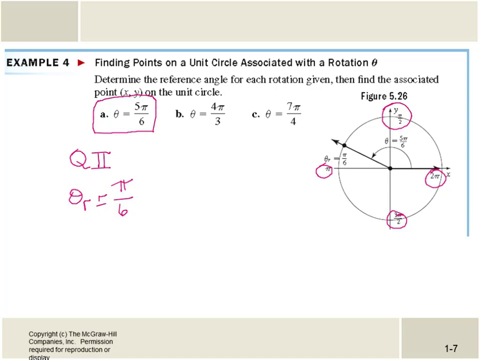So 5 pi over 6, just think about this as 0, 1/2, 1, and 1 1/2. Okay? Don't worry about the pi right now. So if I say 5/6, is that bigger or smaller than 1/2? Is 5/6 bigger or smaller than 1/2? It's bigger, right? Is it bigger or smaller than 1? Smaller than 1. So it has to be in quadrant 2. Is that clear?